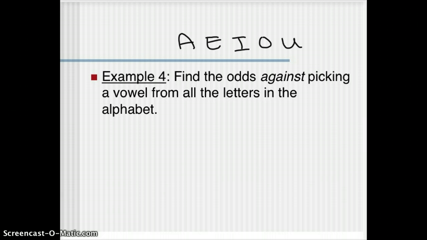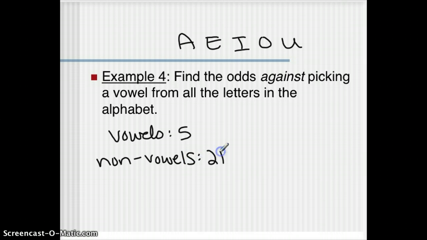So I want to say, okay, how many vowels are there in our alphabet? There are 5 vowels. So vowels is 5. How many non-vowels or consonants are there? There's 26 letters in the alphabet, so there must be 21 non-vowels.